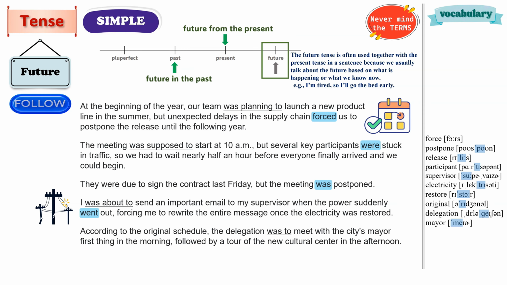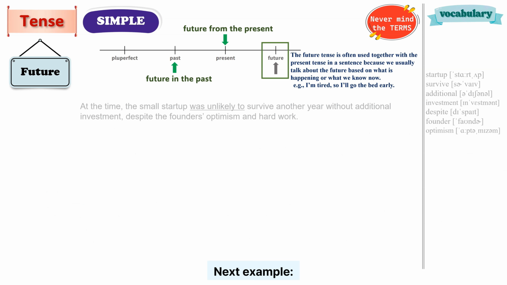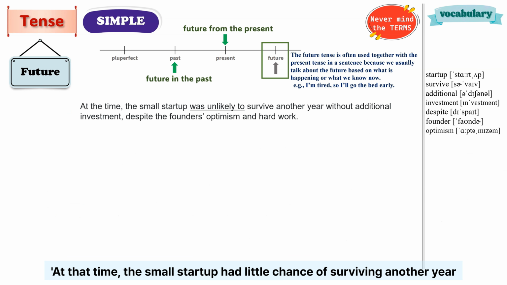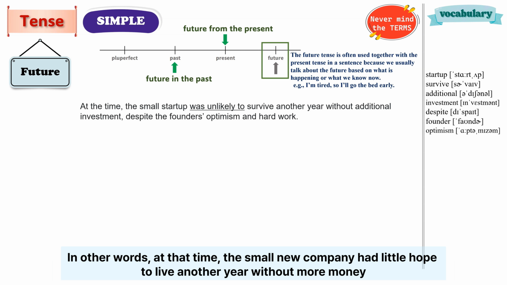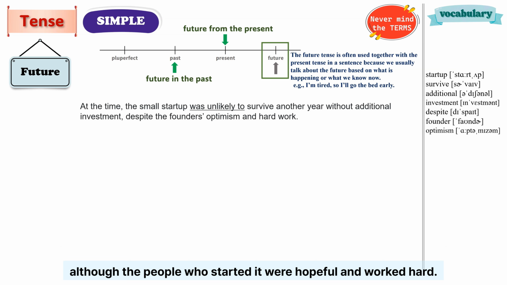According to the original schedule, the delegation was to meet with the city's mayor first thing in the morning, followed by a tour of the new cultural center in the afternoon. Next example. At that time, the small startup had little chance of surviving another year without additional funding, despite the founders' optimism and effort. In other words, at that time, the small new company had little hope to live another year without more money, although the people who started it were hopeful and worked hard.